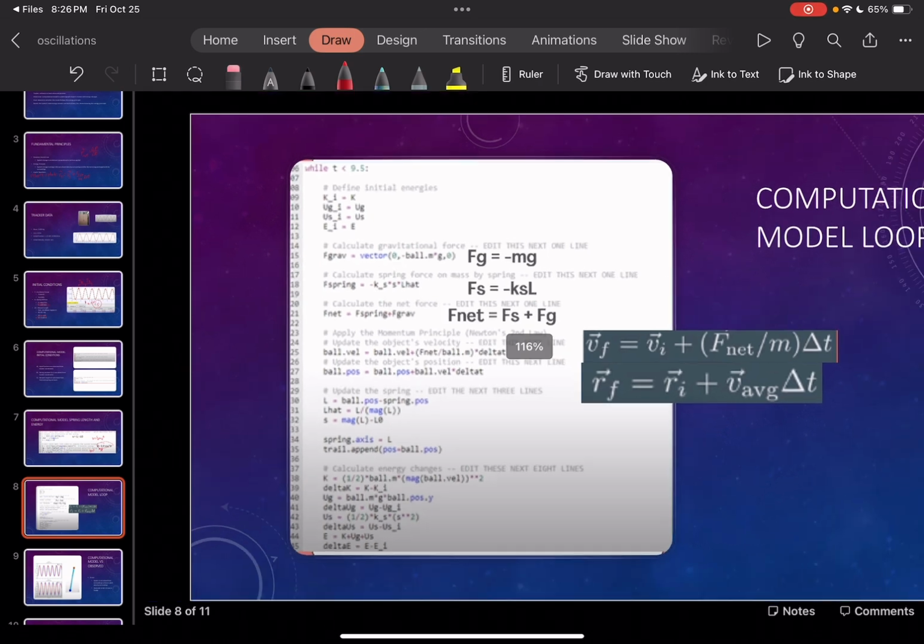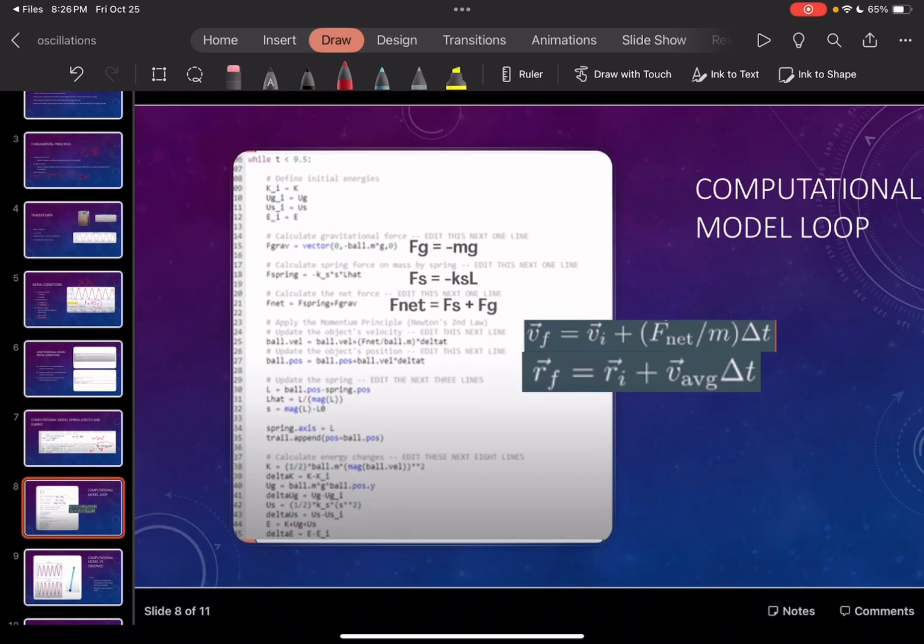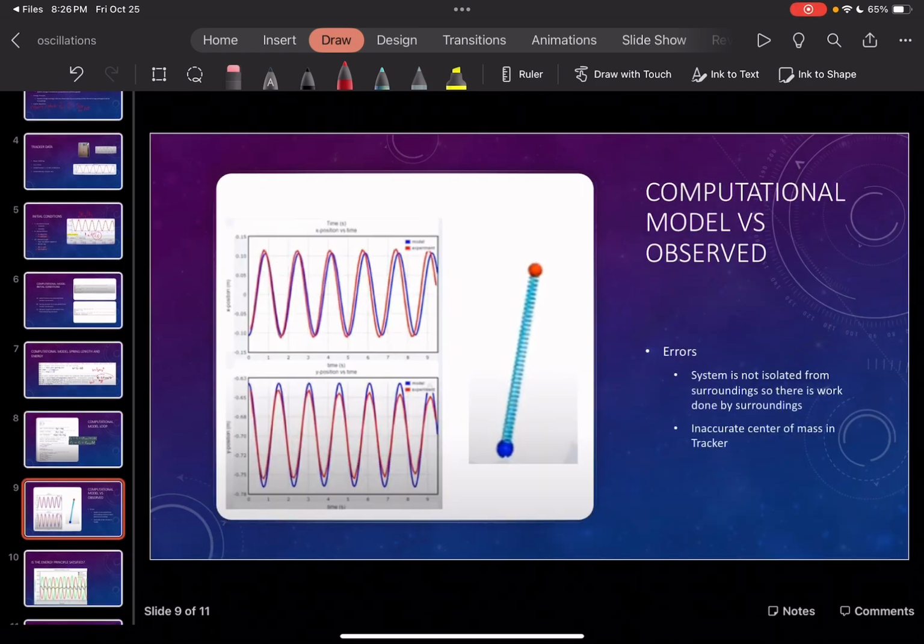And then we're going to calculate the net force, which is adding those two forces together. Then we apply the momentum principle, which we had talked about earlier, and we use our velocity update formulas and our position update formulas to get our position and our velocity at each corresponding time. And so this loop will continue, and it will give us this computational model that we have here.